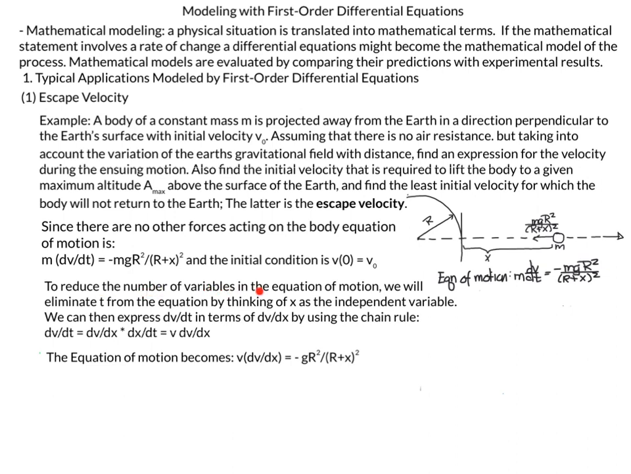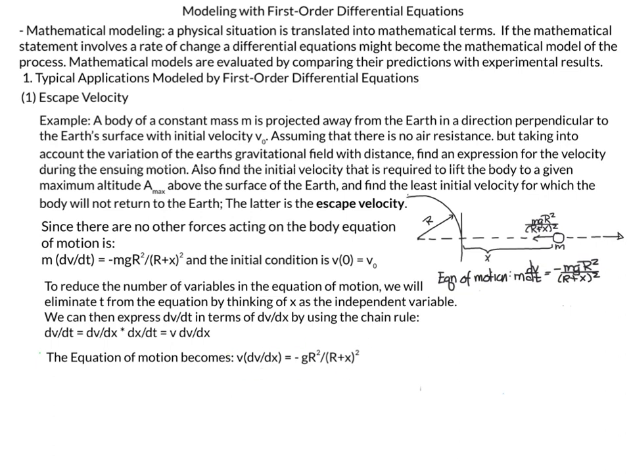To reduce the number of variables in the equation of motion, we will eliminate t from the equation by thinking of x, the position, the height, as the independent variable. Then we can express dv/dt in terms of dv/dx by using the chain rule, because dv/dt is equal to dv/dx times dx/dt, which is equal to v times dv/dx, because dx/dt is v. So the equation of motion now becomes v dv/dx is equal to minus g r squared over r plus x squared.